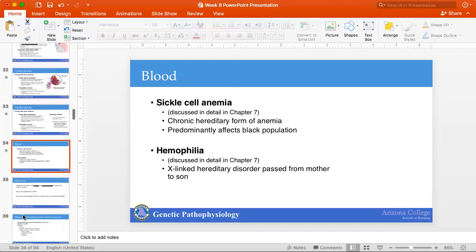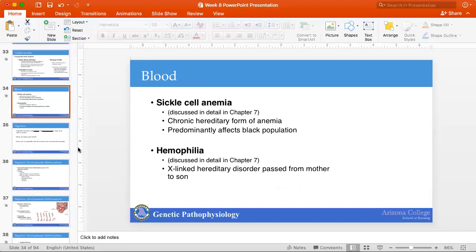Now looking at the blood, you have sickle cell anemia. It's a chronic hereditary form of anemia, predominantly affects the black population. It's a sickling. A red blood cell has a normal shape to it, and the sickling shape looks like an abnormal shape of the red blood cell, almost like a boomerang rather than the normal almost donut type appearance to it.